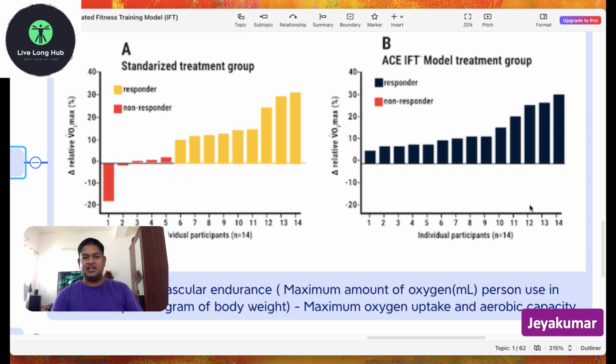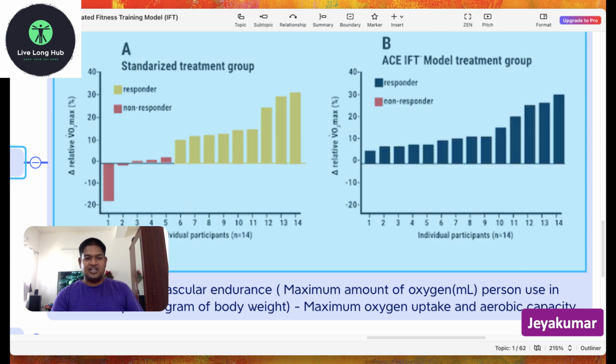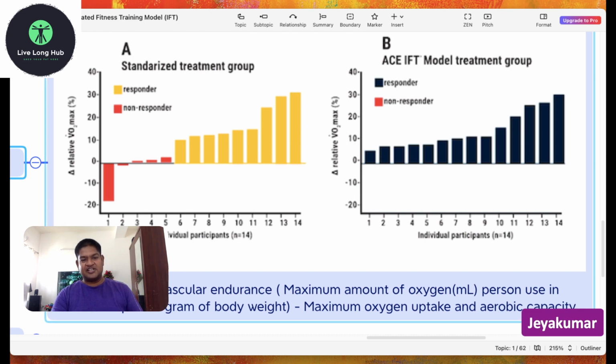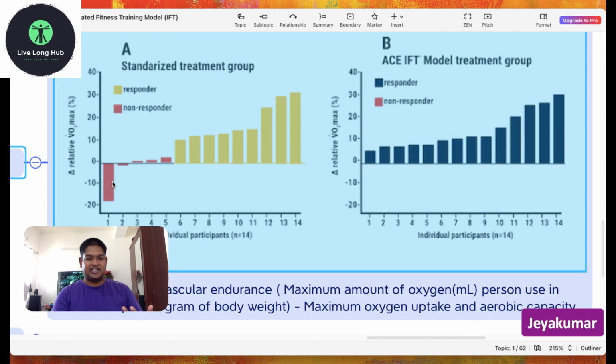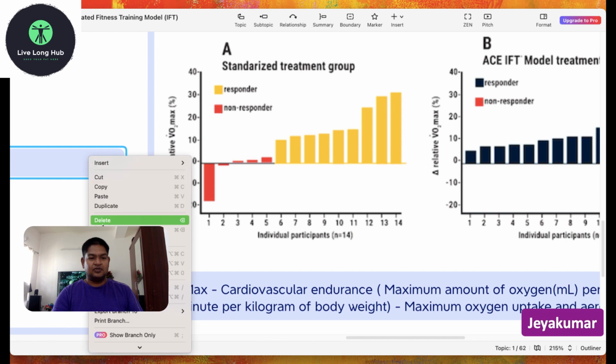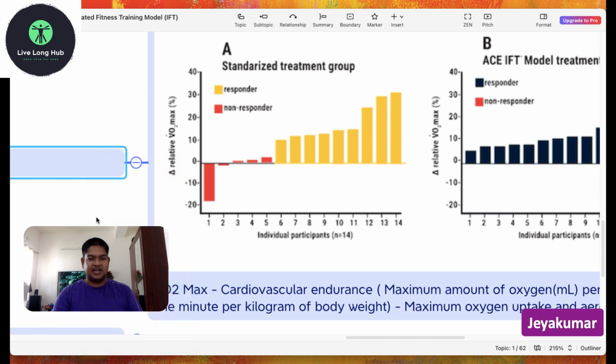So here again, when you compare both the groups compared to a normal set of 14 participants who did not do any exercise, in the standard group, five individuals did not respond to the exercise. One had a negative impact, four of them did not see a benefit, and the rest of them had some benefit. Whereas in the group which did the ACE IFT model, all of them had a great response in terms of VO2 max. Now let's see the other benefits.